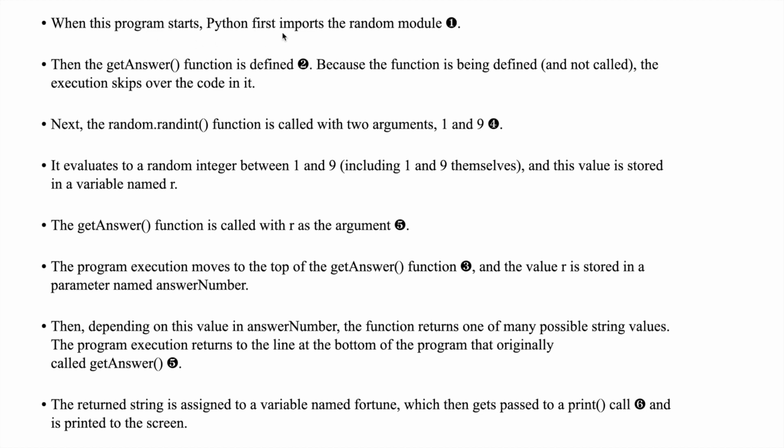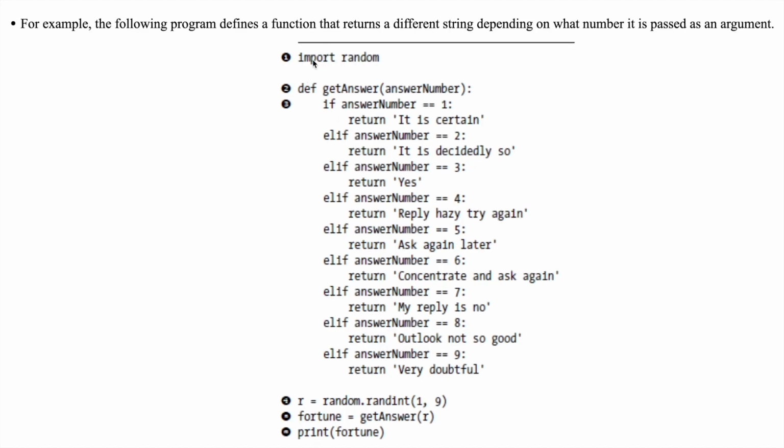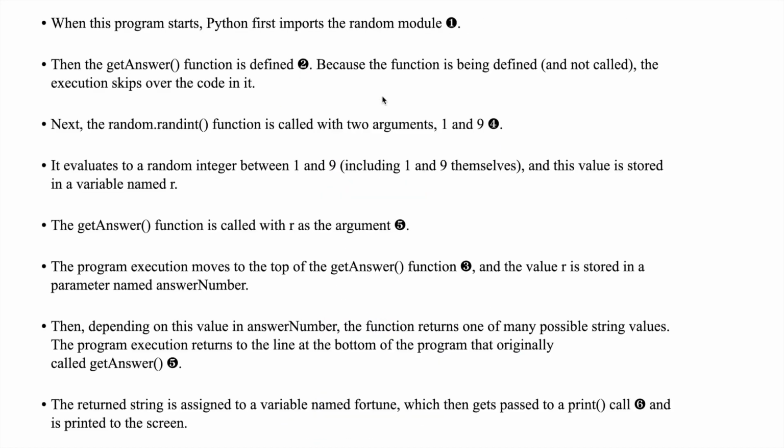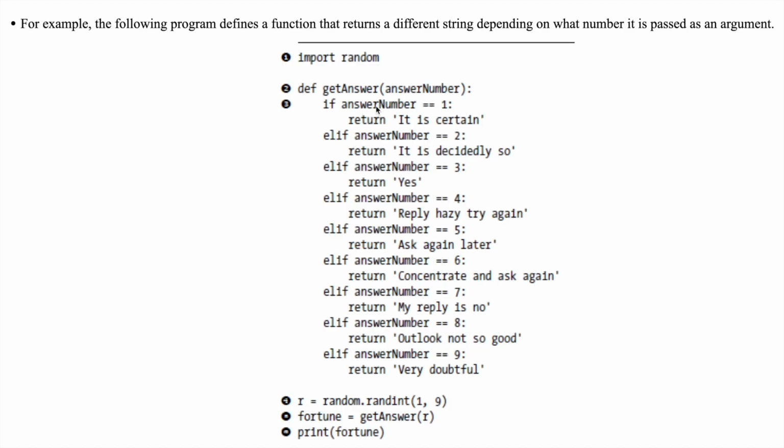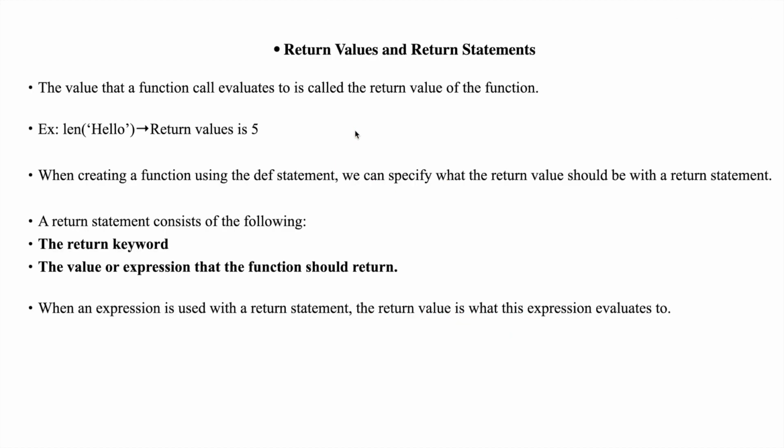When this program starts, Python first imports the random module. The getAnswer function is defined. Because the function is being defined and not called, the execution skips over the code in it. A defined function is only defined, not run. So next, what happens?